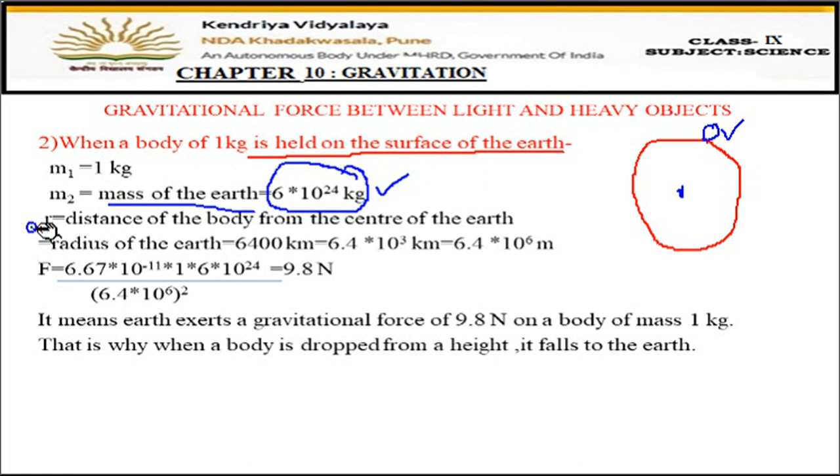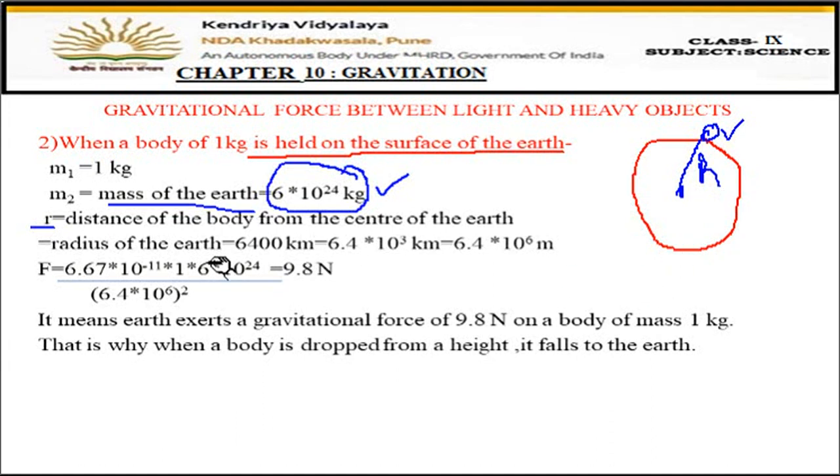Now, what is r in this case? R means the distance between the two bodies. One body is this, which has a mass of 1 kg, and the other body is the earth. So, what is the distance between them? The distance is measured from the center of the earth to the center of this body, right? This distance is nothing but the radius of the earth.